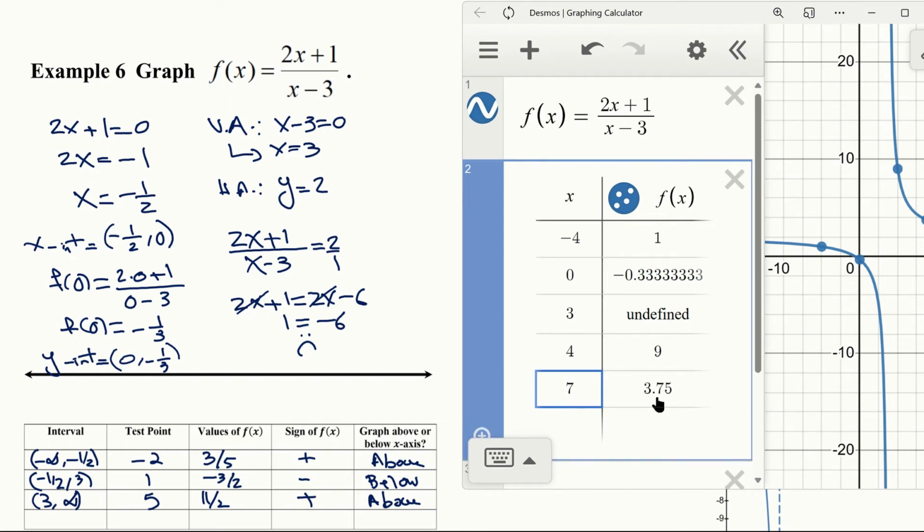Okay, so this way you can get some more points to plot to give you a better, more accurate picture and graph. So that's always nice to know how to use.